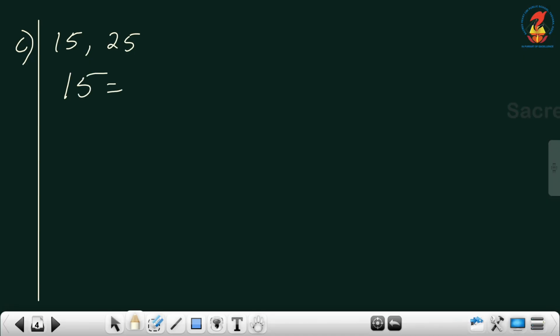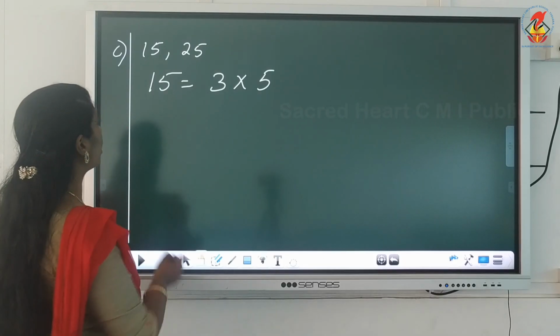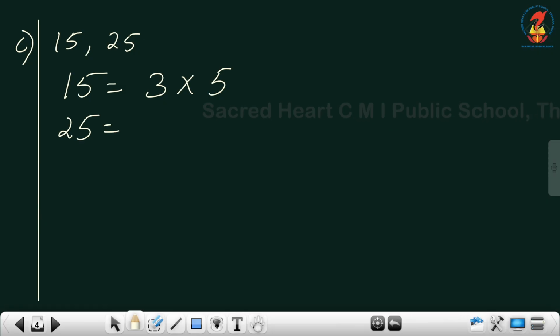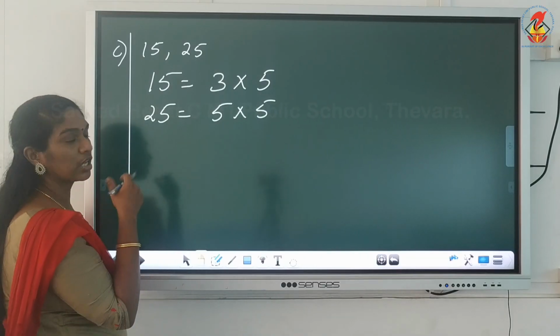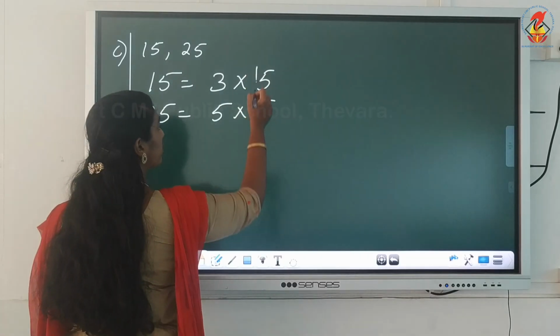15. How can you write 15? You can write it as 3 into 5. And 3 and 5 are already prime numbers, right? Now 25. How can you write 25? I can write 5 into 5 is 25. Yes? Both are prime numbers. So I can make a group over here.